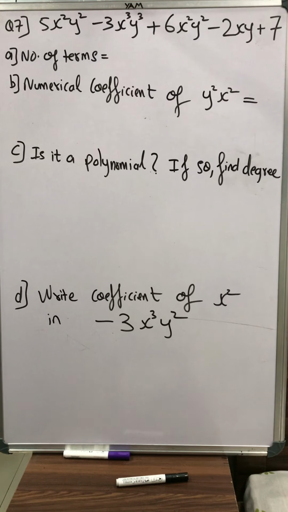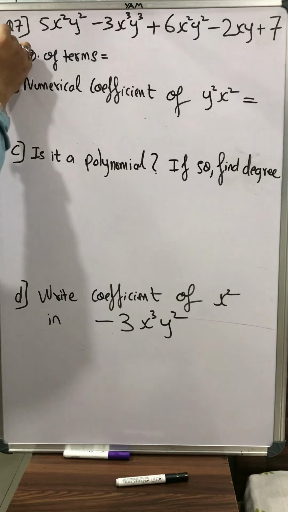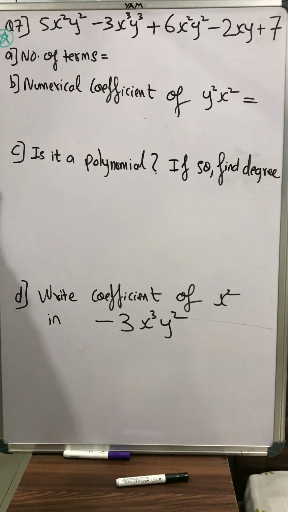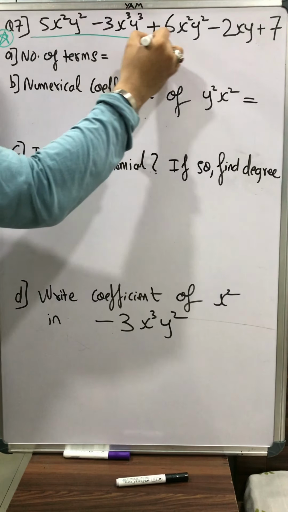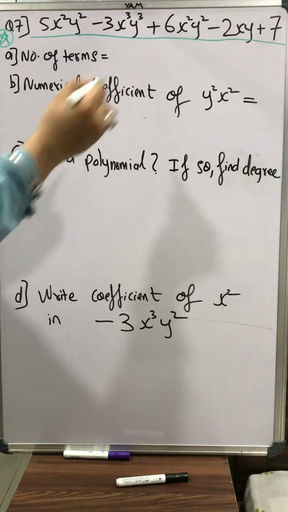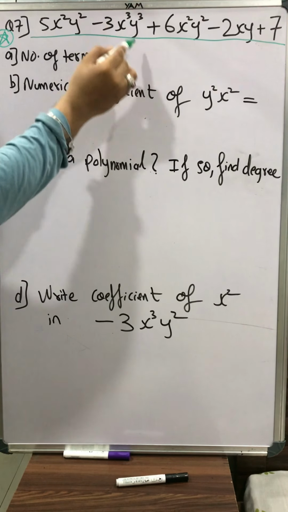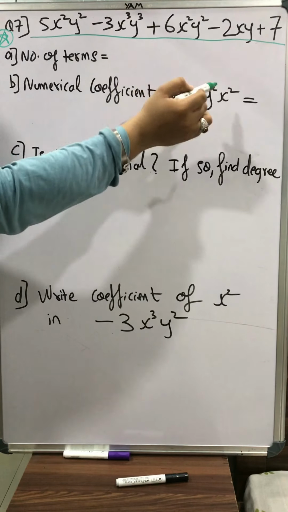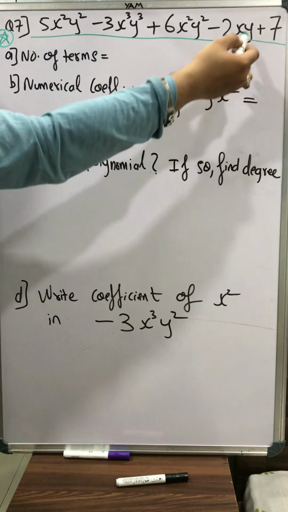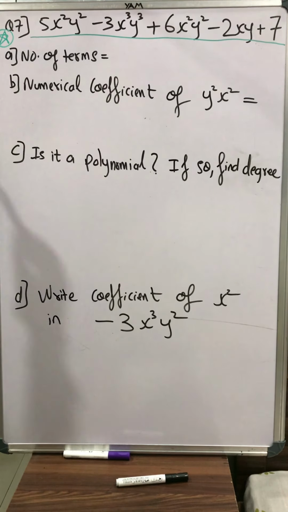Students, now on the board we have a new question, question number 7. I'll definitely mark this question also as an important question. The expression is given on the board: 5x square y square minus 3x cube y cube plus 6x square y square minus 2xy plus 7. A huge expression is given to us.